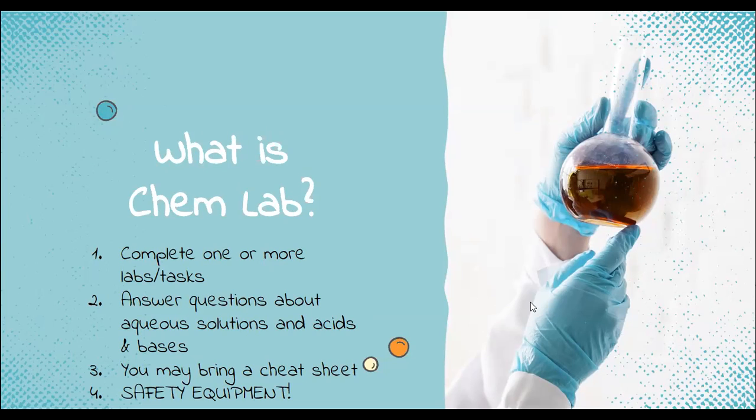So on this portion of the test, you will be answering questions just about aqueous solutions and acids and bases. Also to note about Chem Lab, you are allowed a cheat sheet, just like in anatomy or physiology or designer genes. And a really important thing to know about Chem Lab is that you will need to have safety equipment, and the rule book lists all the types of equipment you're going to need to bring, like goggles or aprons, maybe gloves. And so on the tryouts test, expect you to see some questions about the different types of safety equipment you're going to need for Chem Lab.